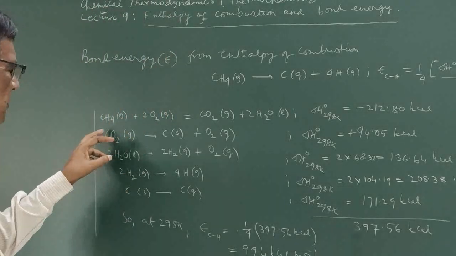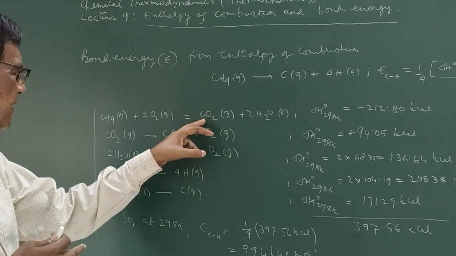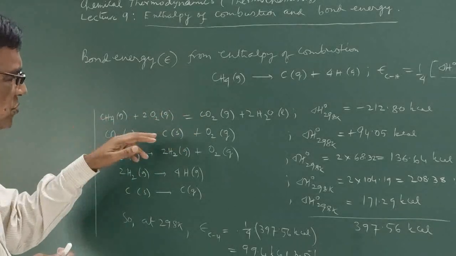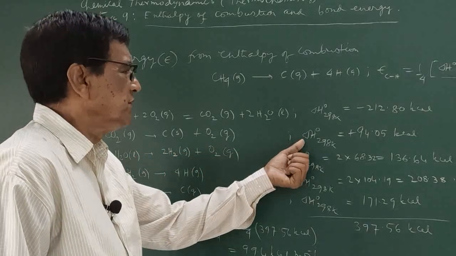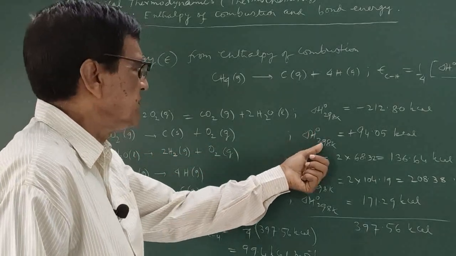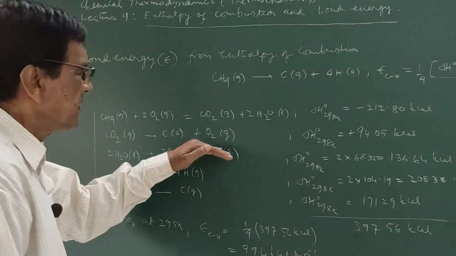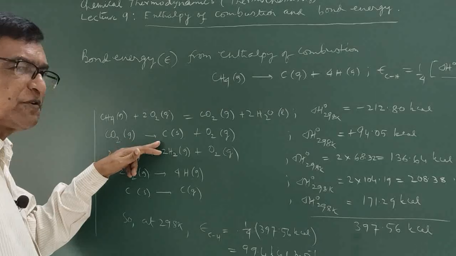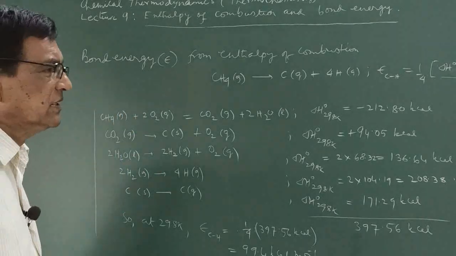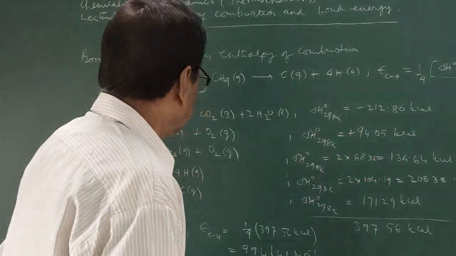And this one, carbon dioxide, here carbon dioxide is there. Carbon dioxide is to be eliminated. Carbon dioxide is decomposed to carbon plus oxygen, and the standard enthalpy change at 298 Kelvin will be equal to the reverse of the standard enthalpy of combustion of carbon. So this is plus 94.05 kilocalorie.